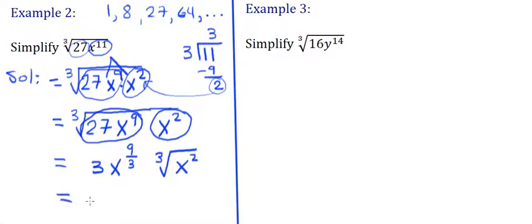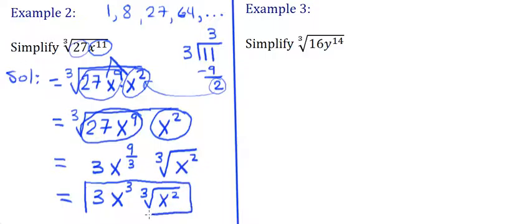Now simplify. 3 times x raised to 9 divided by 3 is just 3, and this part stays the same, the cube root of x squared. Okay, and there you are looking at the final answer. Good. Let's move to the next example.